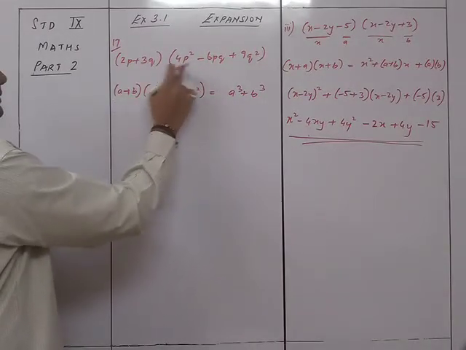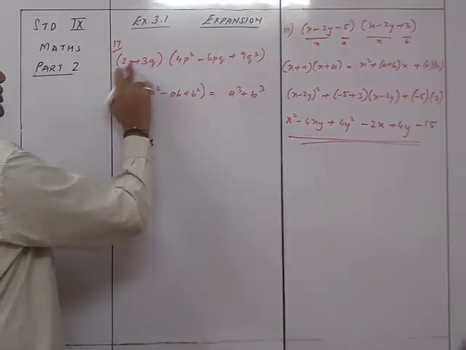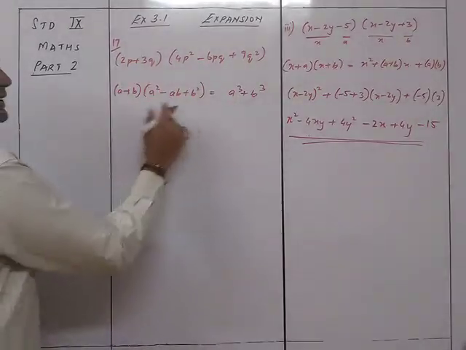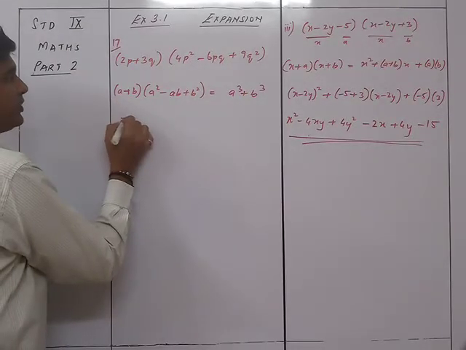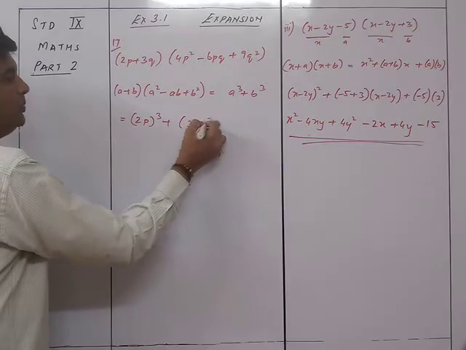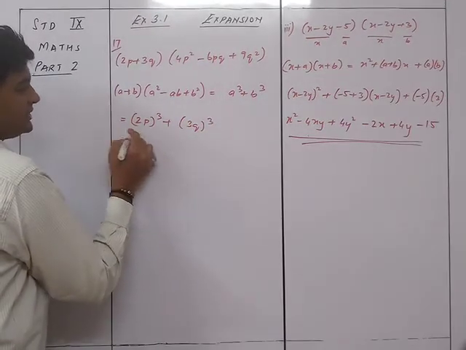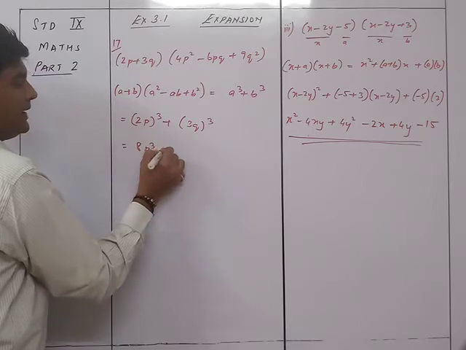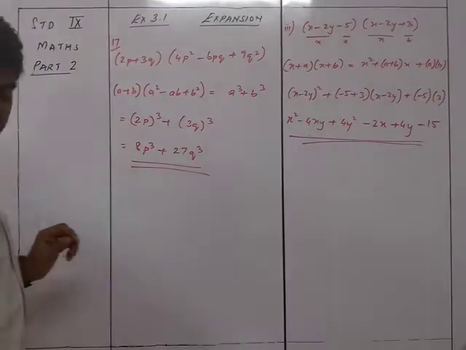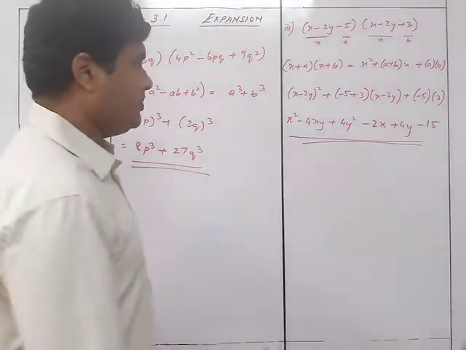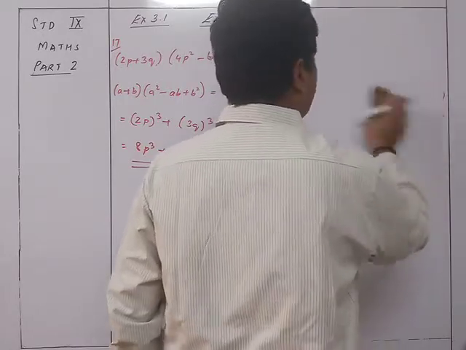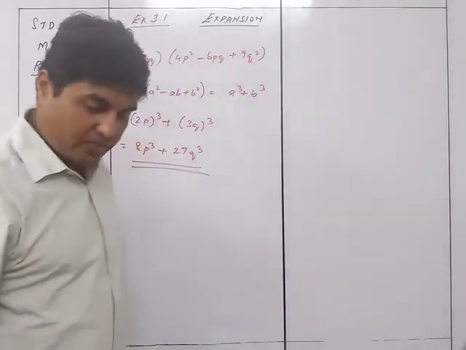You can see a square, this is ab, this into this is ab, exactly the same. So accordingly a is 2p and b is 3q, so it becomes (2p) the whole cube plus (3q) the whole cube, which will be equal to 8p cube plus 27q cube. That's the answer. Very easy if you know the formulas. If you don't know the formula, you will just try to work on it, but you will never get the answer. So it is very important to learn the formulas.